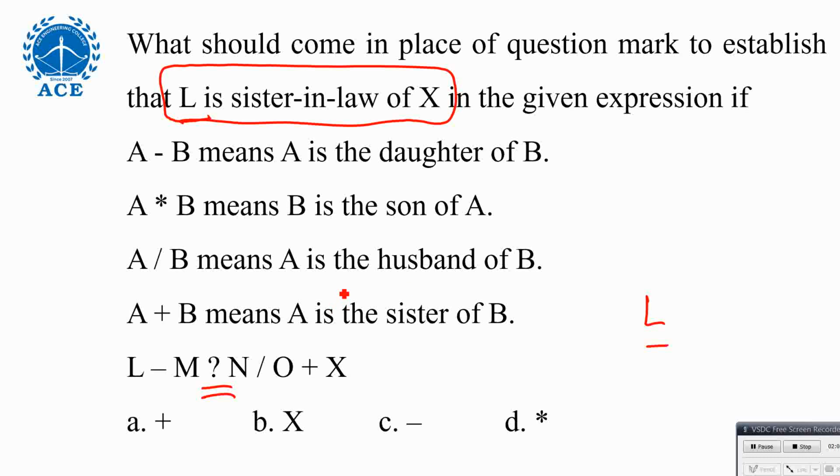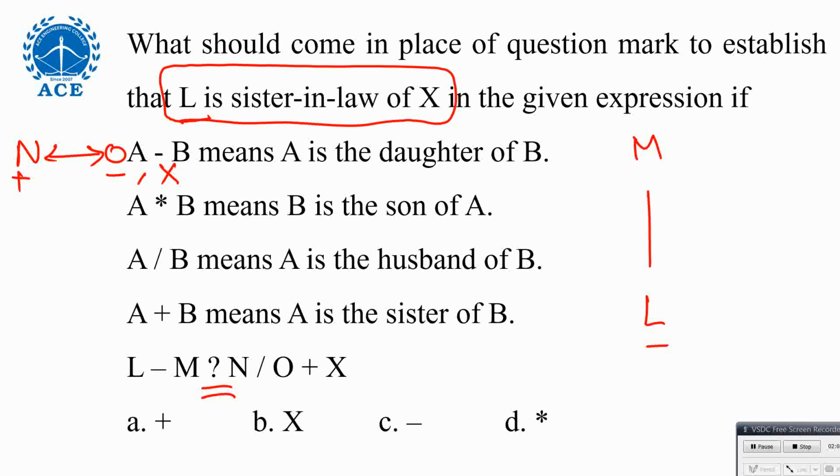Okay, so L is daughter of M, fine. M and N relationship we don't know. Then N divided by O: N is husband of O, so that I'll keep separately. N is husband of O, and O plus X means O is sister of X. Okay. Now I want L is sister-in-law of X.